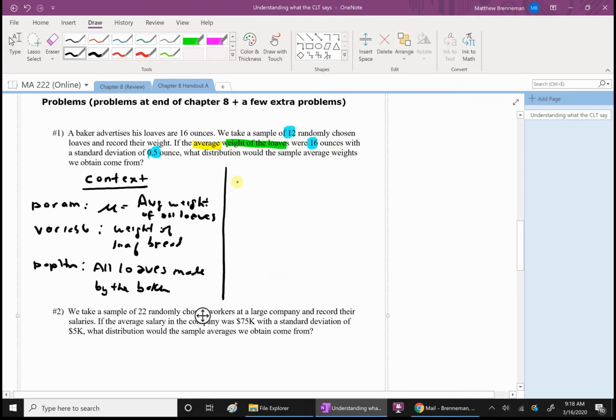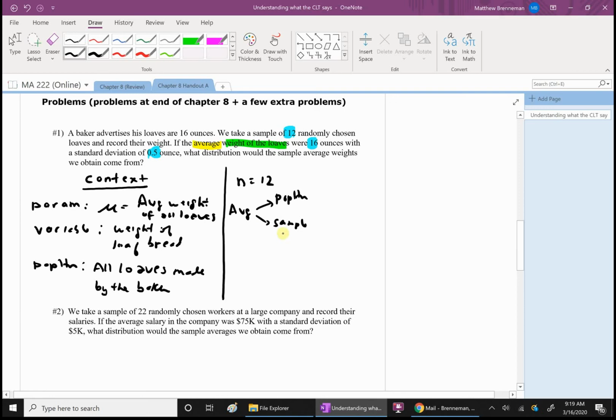So here, n, the sample size, is 12. For the 16, we say if the average weight of the loaves were 16 ounces. Now, when you're dealing with averages, you have to realize that there are two averages going on in the problem, right? There's going to be a population average, and there's going to be a sample average. And how do we know which is which?